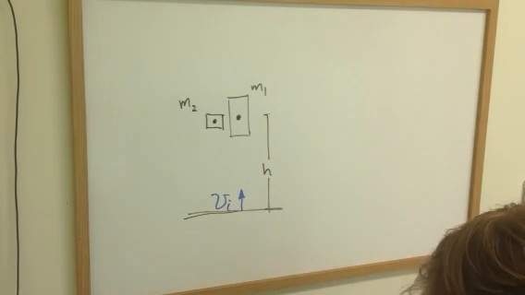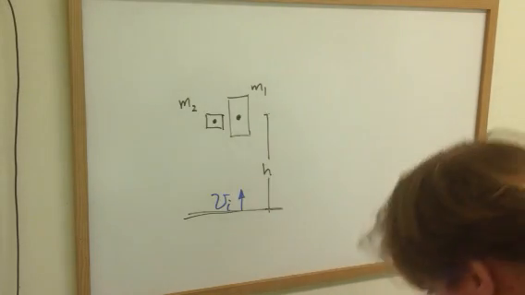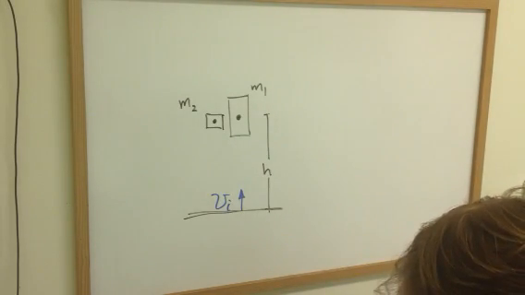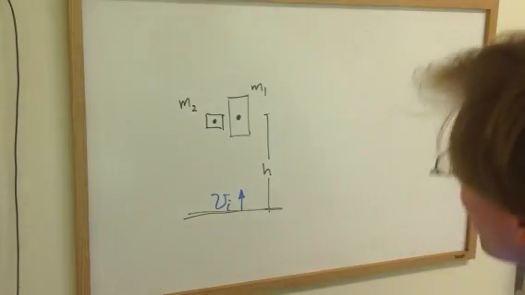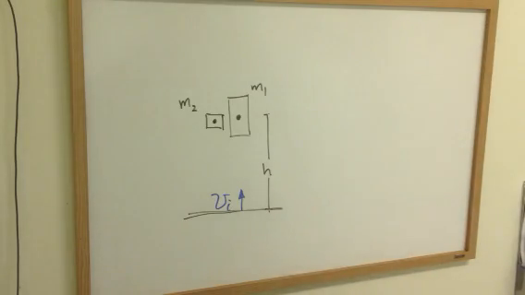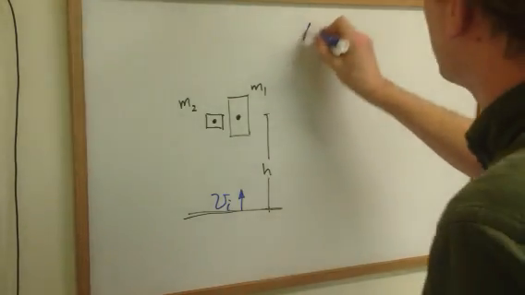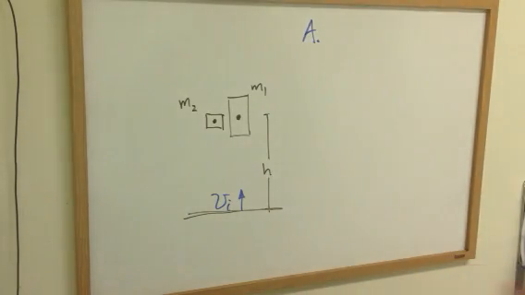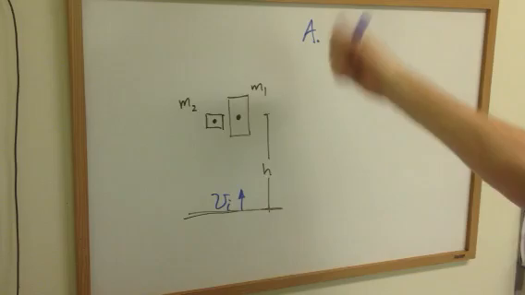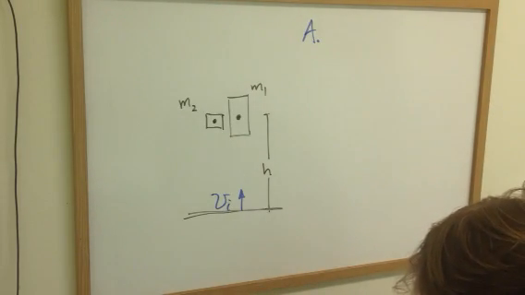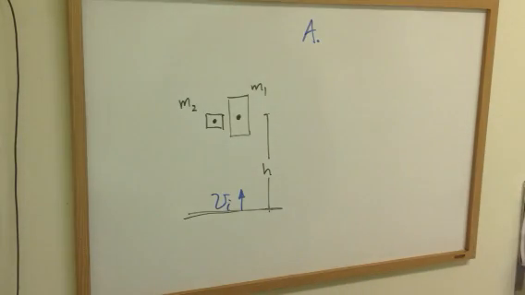And we know the mass of her. And we know the mass of the box. So all of these things we know. And the first question, part A, is what's her speed? What's the velocity or the speed upwards just before she grabs the box?